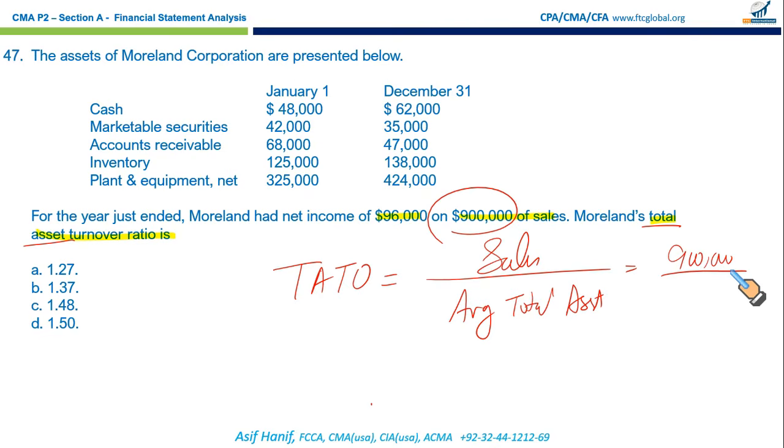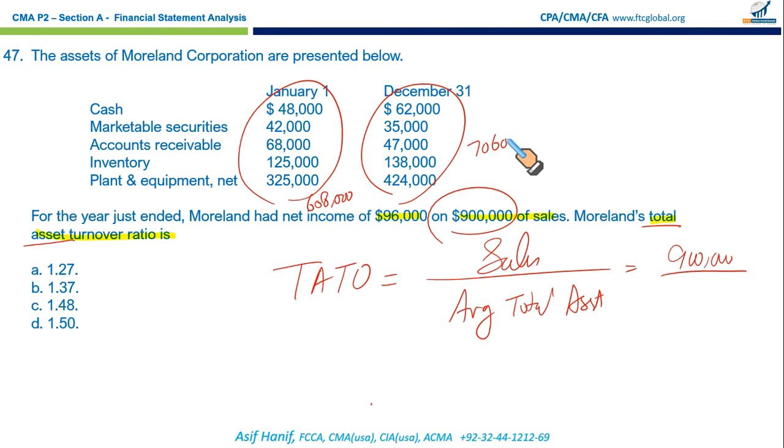Average total assets. We will combine all these assets. 48 plus 42 plus 68 plus 125 plus 325 gives us the total opening assets of $608,000. Plus closing assets 62, 35, 47, 138, 424 gives you a total of 706. So 706 plus 608 over 2 gives you the average total assets, that is 1,314,000 divided by 2. So the average comes out to be 657,000.